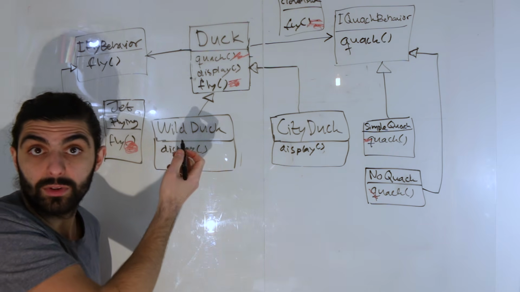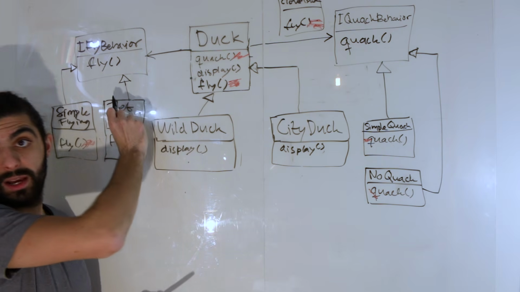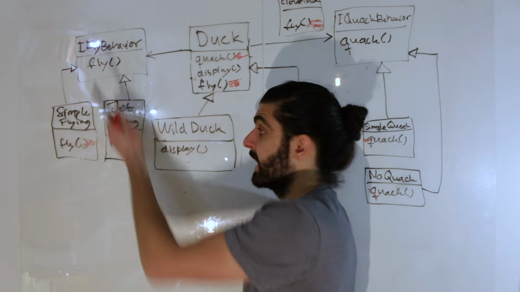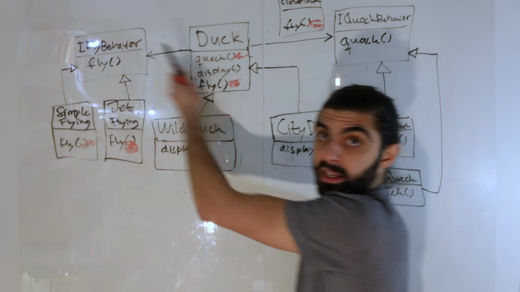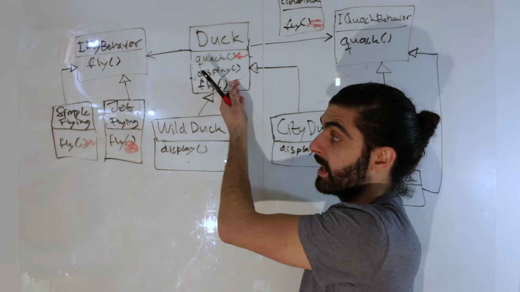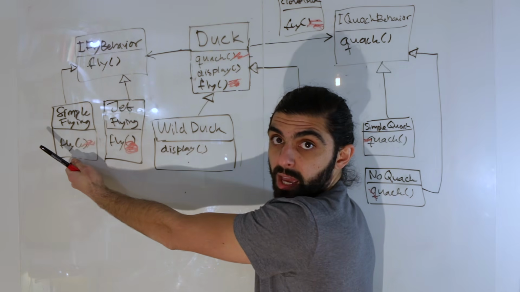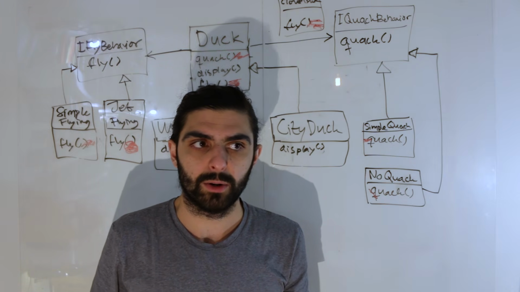And sorry, I forgot to draw this arrow. We should of course say that jet flying implements the fly behavior. So simple flying implements fly behavior and jet flying implements fly behavior. And a duck has a fly behavior, which means that a duck can have jet flying behavior or it can have simple flying behavior.